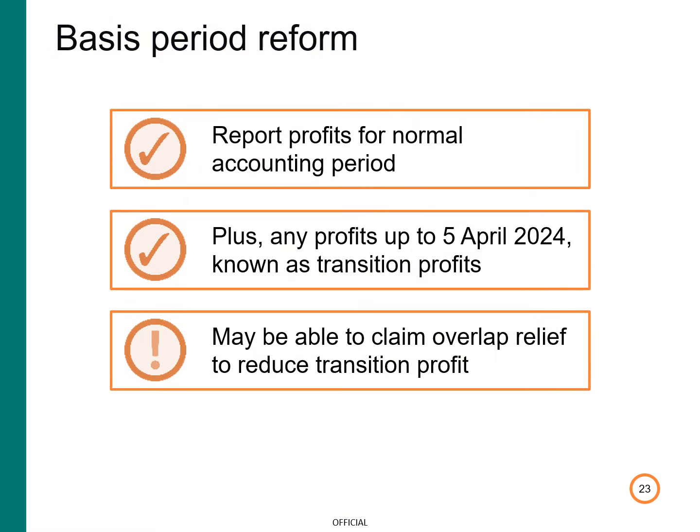You'll need to report profits for your normal accounting period, plus any profits up to the 5th of April 2024. This may mean you also pay tax on additional profits during the transition year 2023 to 2024, called transition profits. However, you may be able to claim overlap relief to reduce the transition profit.